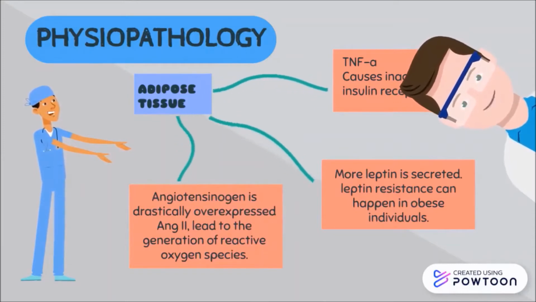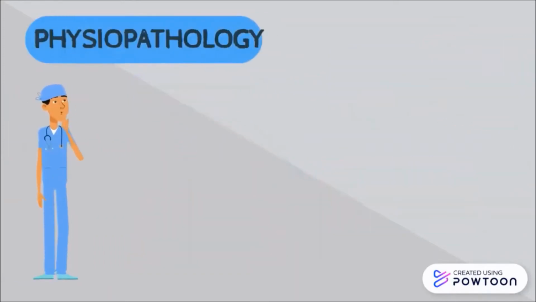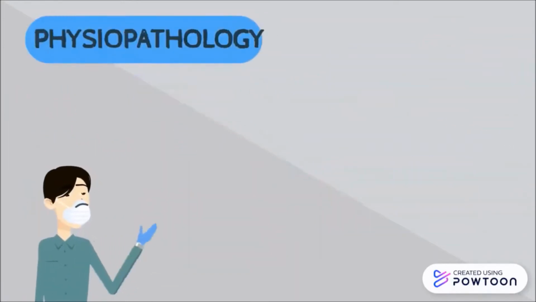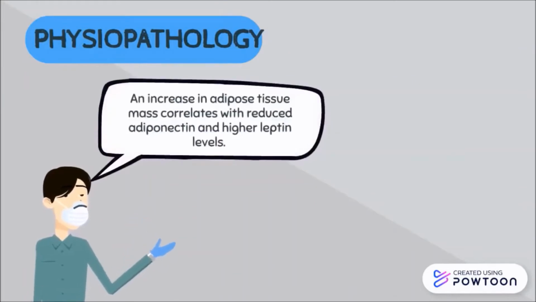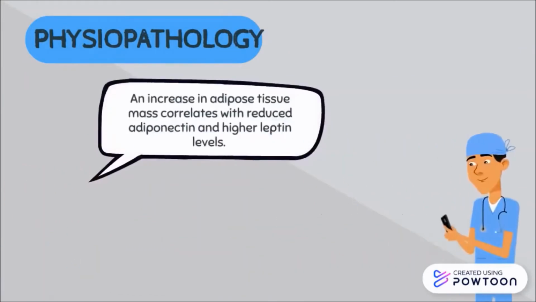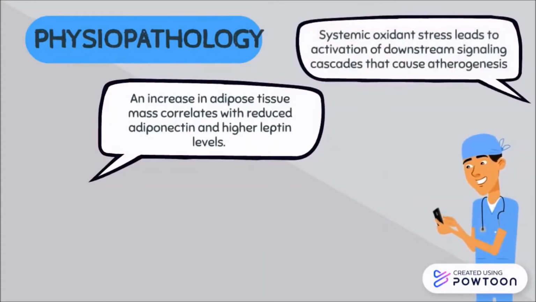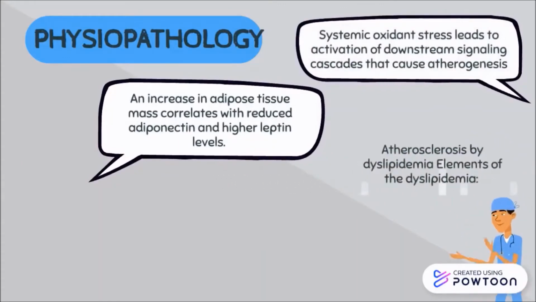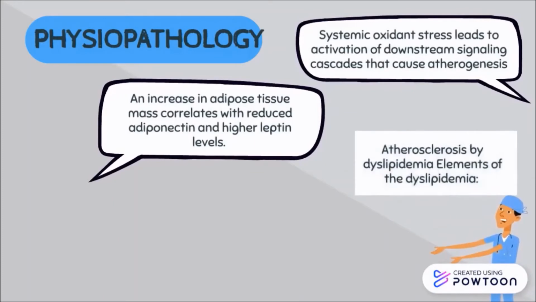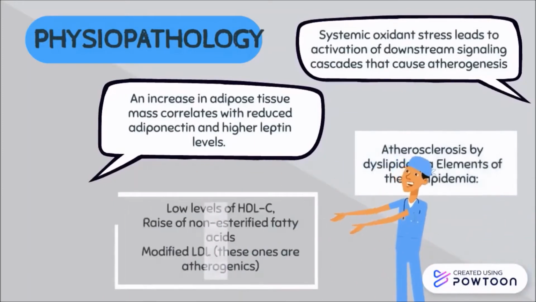Adiponectin is an anti-inflammatory and anti-atherogenic adipokine, and it affects the action of leptin. An increase in adipose tissue mass correlates with reduced adiponectin and higher leptin levels. Now, atherosclerosis is caused by oxidation of small and dense LDL, a product of the lipotoxicity.